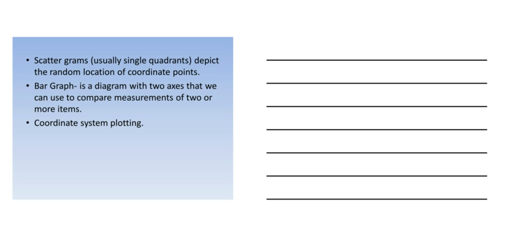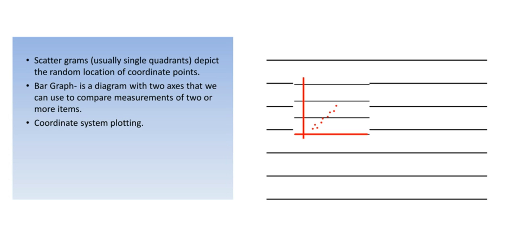Scattergrams. Scattergrams are usually single quadrants, and they depict the random location of coordinate points. There it is, a rough idea and sketch of a scattergram. Just random location of points. They don't necessarily have to be linearly related, but we sometimes, for this class, will assume that they're linearly related. Okay?